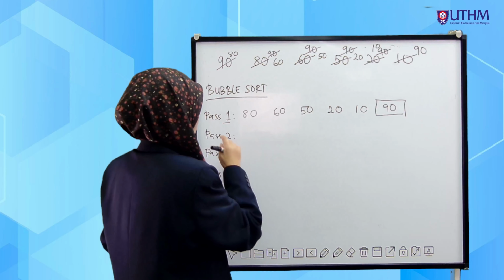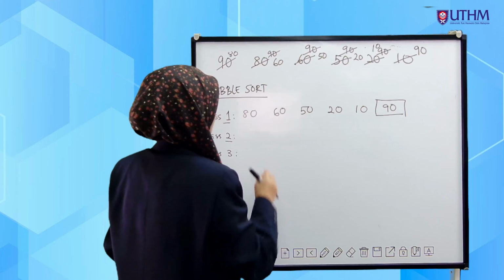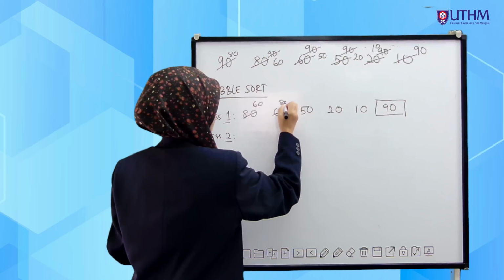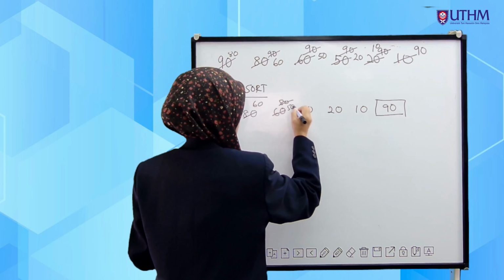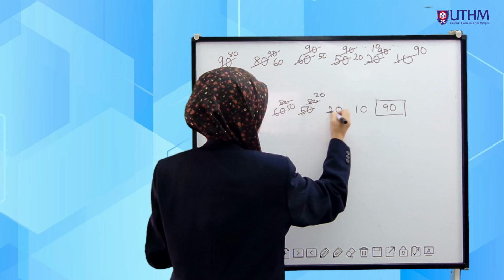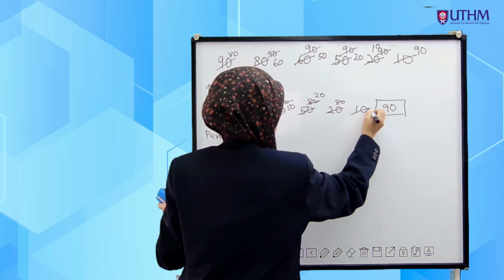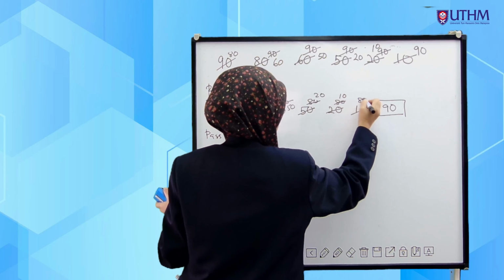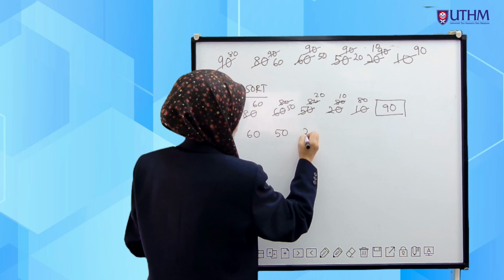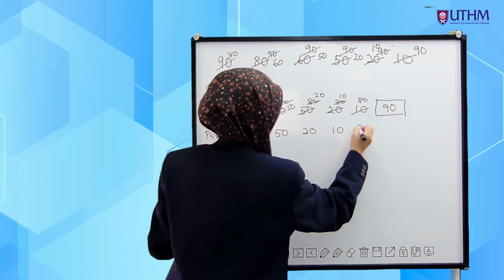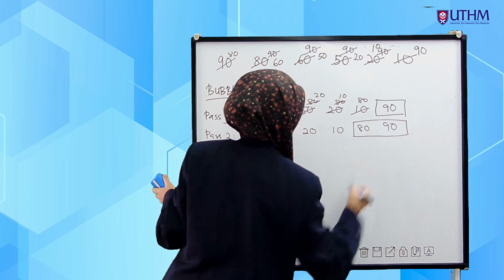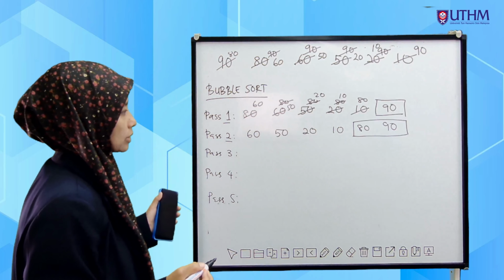Now this is the second pass. 80 and 60, yes. 80 and 50, yes. 80 and 20, yes. 80 and 10, yes. So here you have 60, 50, 20, 10, 80, and 90. After the second pass, you have 2 values in sorted order.